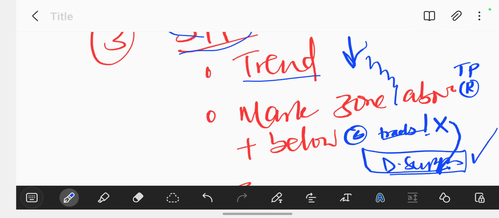Because I'll be buying from a daily. H4 is going down, but daily is still going up. So I can buy from daily. H4 is small. I can't fight it. I lean towards the highest time frame.